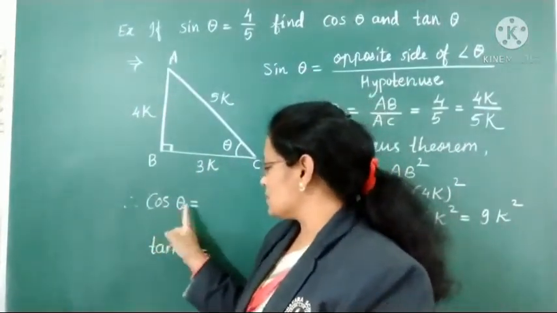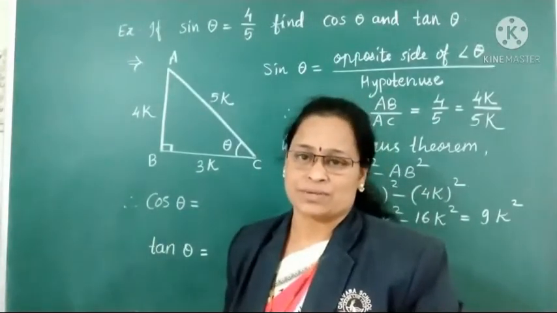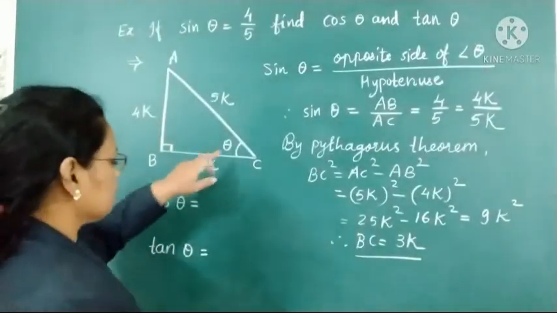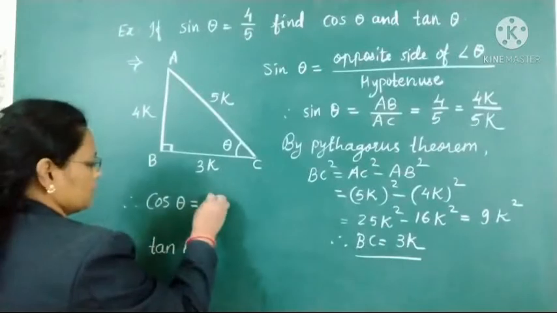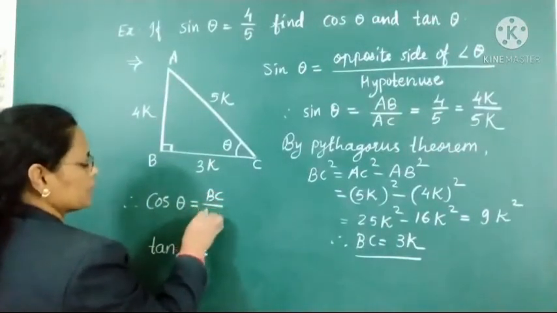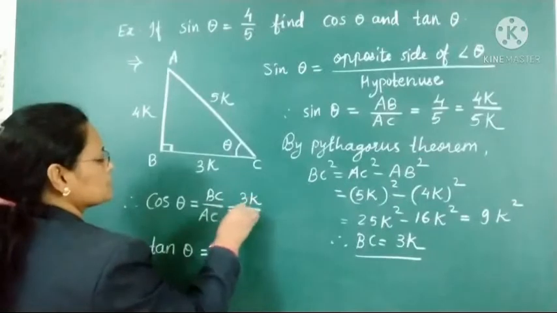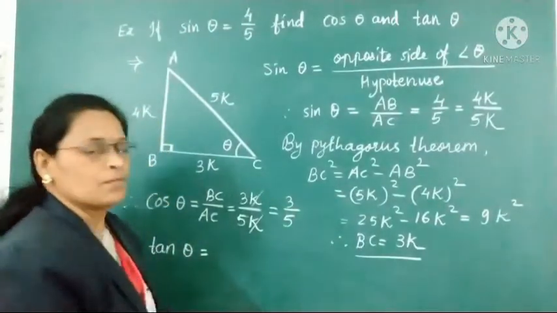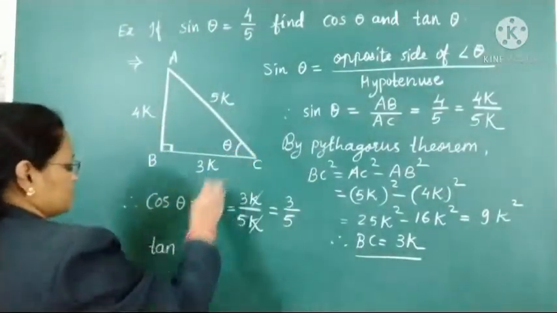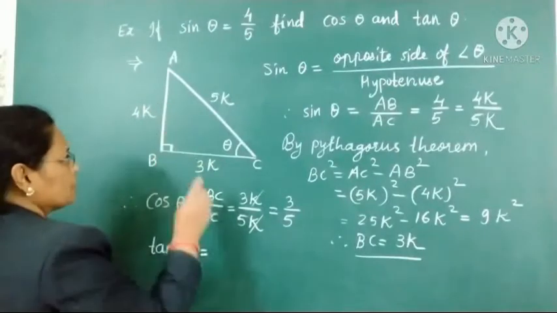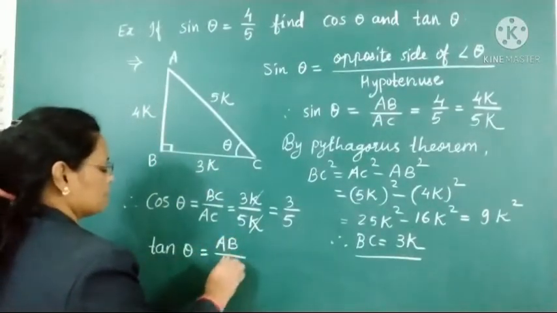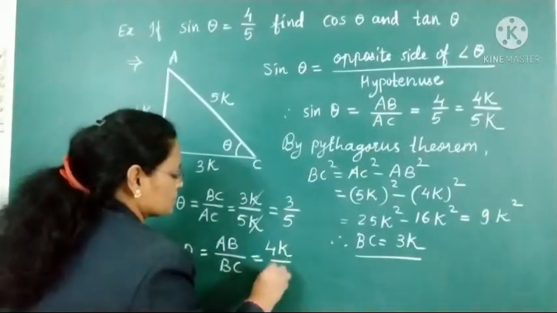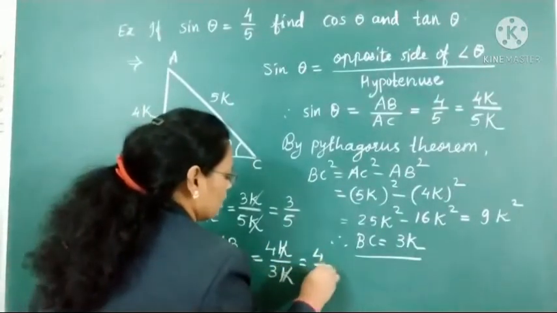Now we have to find out cos theta and tan theta. These two ratios we have to find out. Let's write these two ratios. Cos theta, how do we write cos theta? Adjacent side to the hypotenuse. That is BC is to AC, and that is 3K is to 5K and K will be cancelled. We'll get here the value 3 is to 5. Similarly, for tan ratio, we see opposite side upon adjacent side. AB upon BC, that is 4K upon 3K. So if we cancel this, we will get the value 4 by 3.